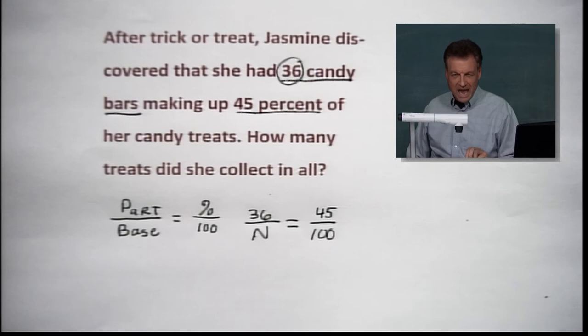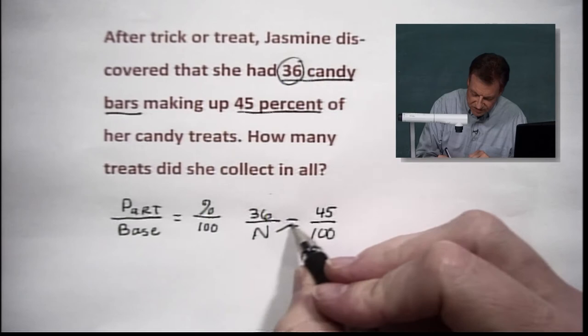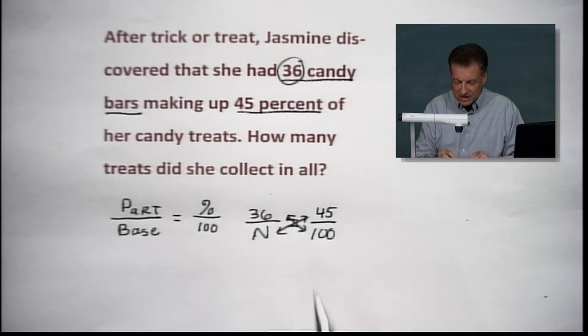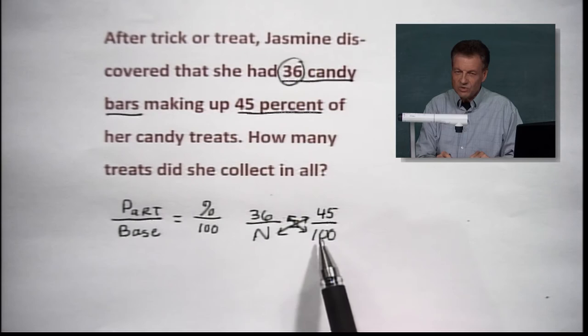Are you ready to cross-multiply out there, everybody? Our staff is ready to cross-multiply. I am too, so let's go ahead and do that. And I want to caution, I always do that, don't I? Don't try to cancel with the 36. I mean, 4 will go into both 36 and 100, but that's not going to fly here. If you want to do any canceling, you could do 45 over 100.